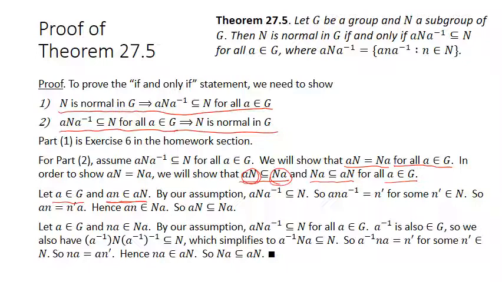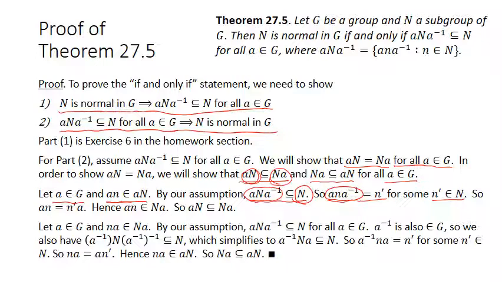So by our assumption, we have assumed that AN A inverse is a subset of N. So that would mean that A little n A inverse is equal to N prime for some N prime in N. Okay, so because A little n A inverse is in this thing here, then it must also be in this thing here because they are subsets.